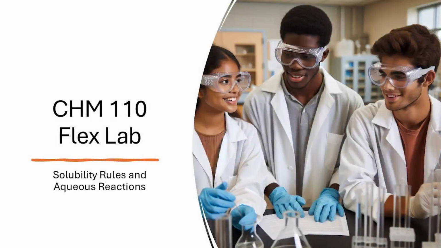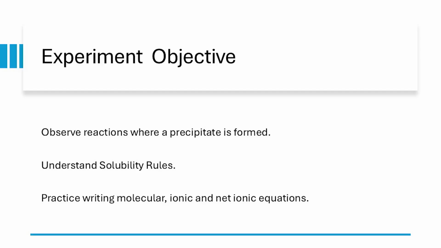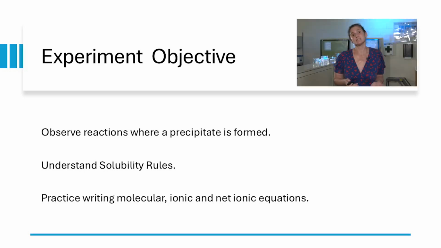Hello chemists, today we're going to look at the lab on solubility rules and aqueous reactions. So our objective of this experiment is to observe reactions where a precipitate forms. A precipitate means a solid. It almost looks like it snows out of it, precipitation. Here we're then going to evaluate our solubility rules, so hopefully help us to understand them more.